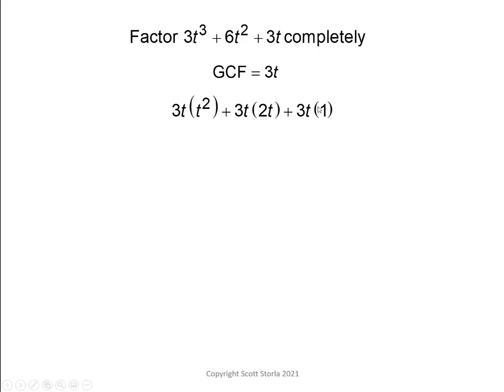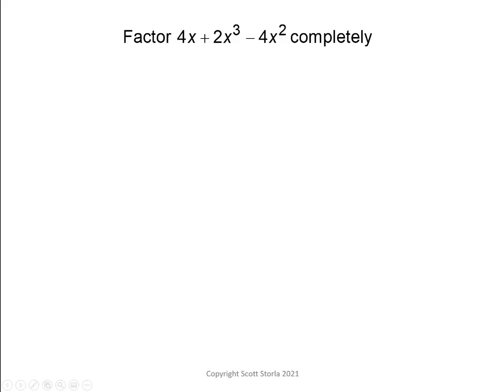And for this last term, I'll need that factor of 1 again. After factoring out the 3t, I'm left with t squared plus 2t plus 1. And here's my check. And here's our last one.